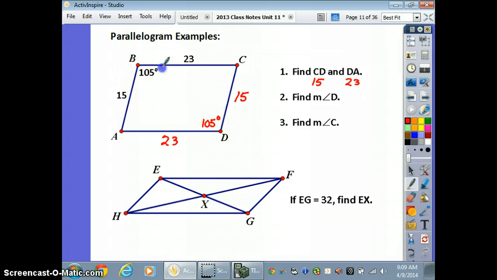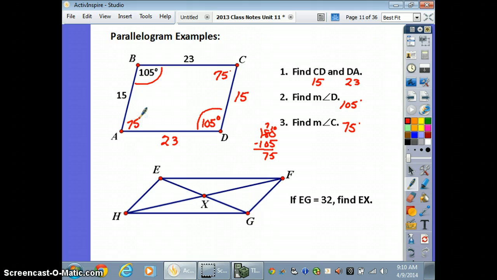Opposite angles are congruent. So if B is 105, so is this angle. And then let's see, angle C. What do we know about these two angles? We know that they're supplementary. They sum to 180. So if I take 180 and I subtract 105, I get 75. These two angles add to 180. So this is 75. And so would this one be, 75. Okay.